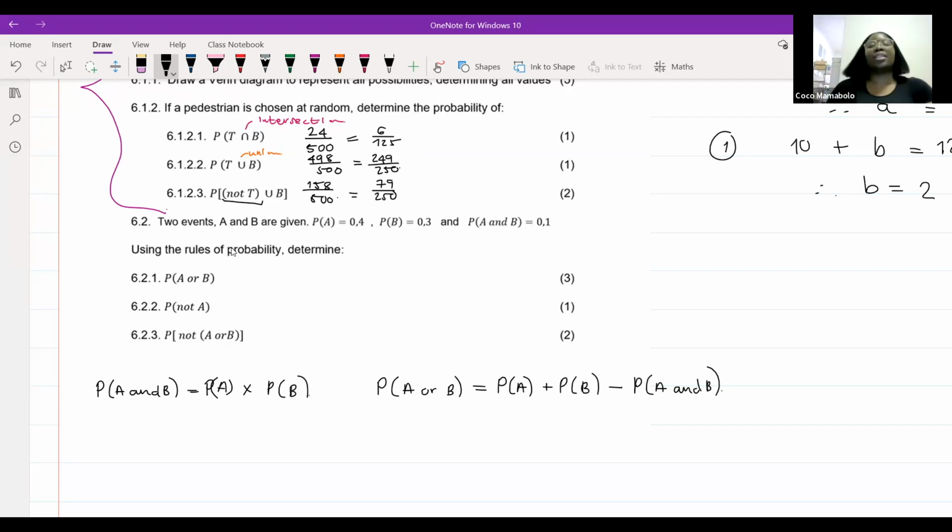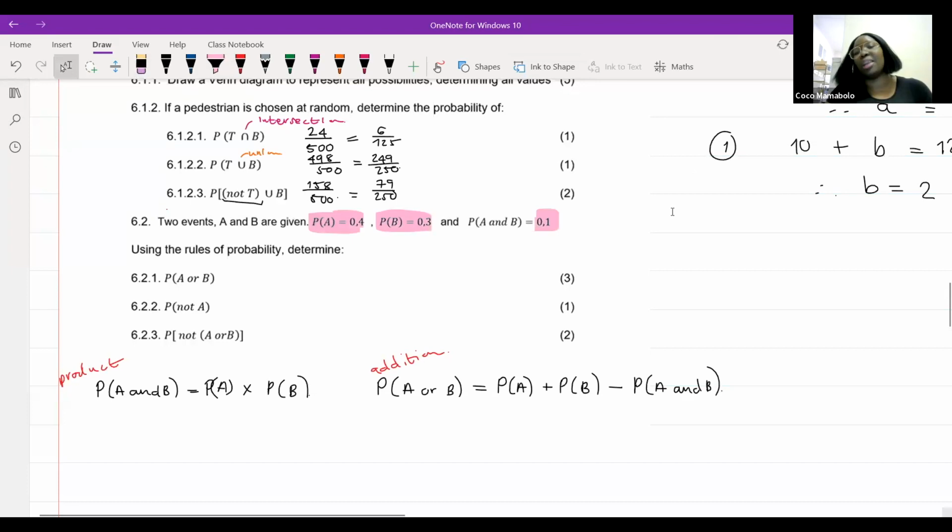All right, so let's look at the information that we've been given. They say here, 2 events A and B are given. They give us that the probability of A is 0,4, the probability of B is 0,3, and the probability of A and B is 0,1. Then they ask you to use the rules of probability to determine the probability of A or B. Which rule are we using? Are we going to use the product rule or the addition rule? Product or addition, guys?